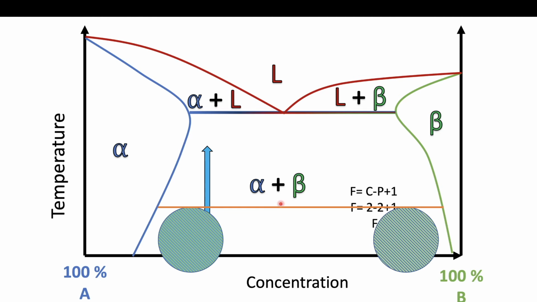is that you are not actually changing the composition of alpha and beta. The composition of alpha and beta are fixed by these endpoints. That is, the alpha anywhere in this region at this temperature will have the composition of this particular point. And similarly, beta will have the composition of this particular point. However, by changing the concentration, what we are changing is the amount of alpha which is present, that is the phase fraction. That is, at this end you have more alpha, while you are going towards this end you have more and more beta.